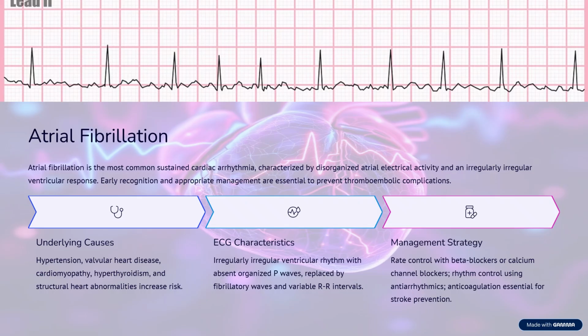Always remember, managing atrial fibrillation isn't just about restoring rhythm. It's about protecting your patient from complications and optimizing perfusion. So when you see this irregular rhythm with the absence of P waves, think AFib, and assess how it's affecting your patient both electrically and hemodynamically.